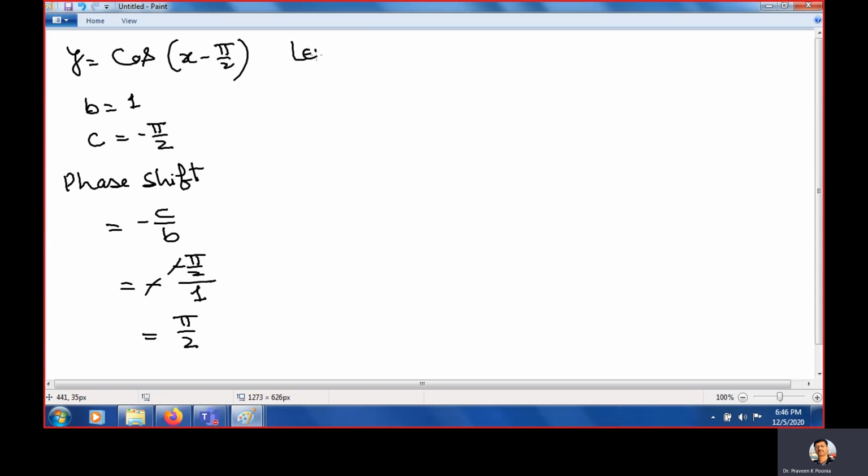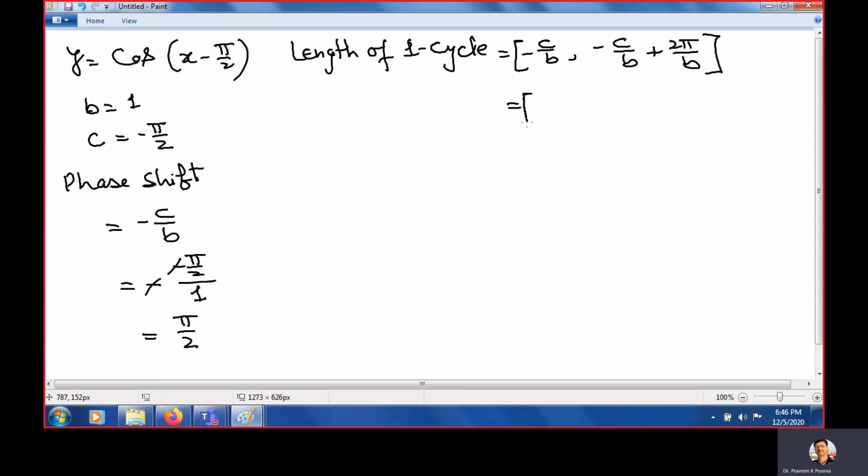Now if we want to find the length of one cycle, it is minus c upon b, to minus c upon b plus 2 pi upon b. So minus c upon b is pi upon 2, and then pi upon 2 plus 2 pi upon 1. It starts at pi upon 2, and if you add pi upon 2 plus 2 pi, clear? It will be 5 pi upon 2.